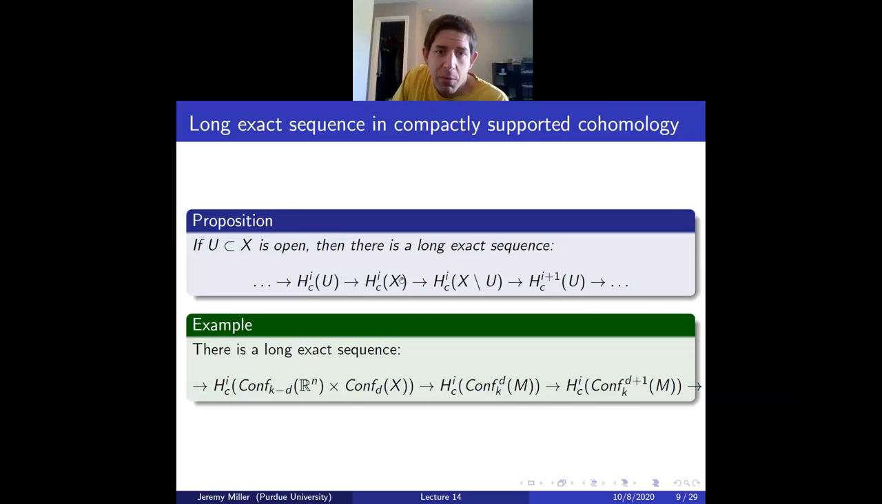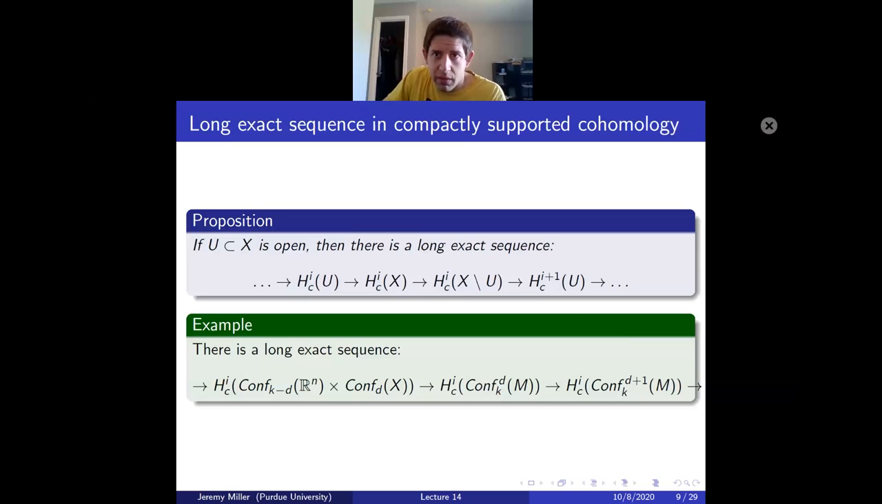The nice thing about compactly supported cohomology is that if you're interested in the compactly supported cohomology of a space and you write it as the union of two spaces, one of which is open and the other closed, then you get this long exact sequence. So you can study a space by writing it as the union of open sets or closed sets, and then you study the iterated differences of the closed sets.